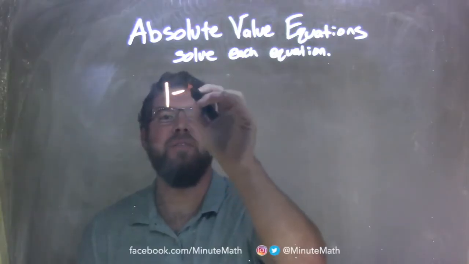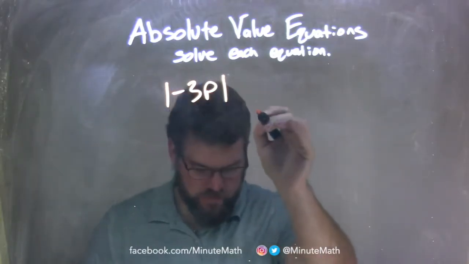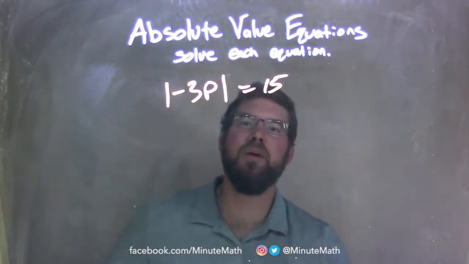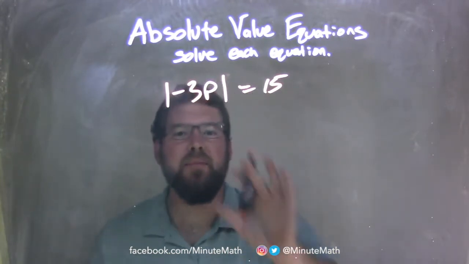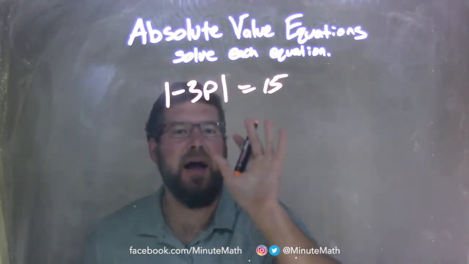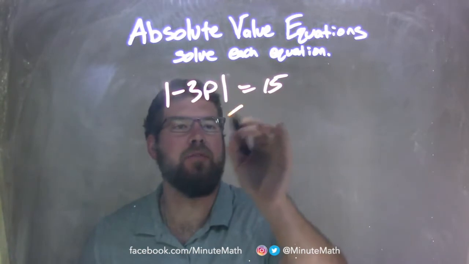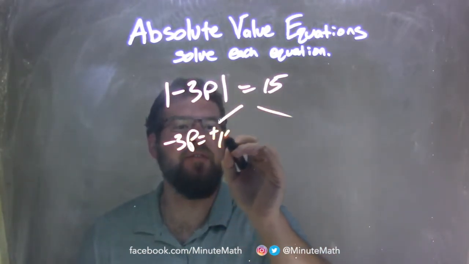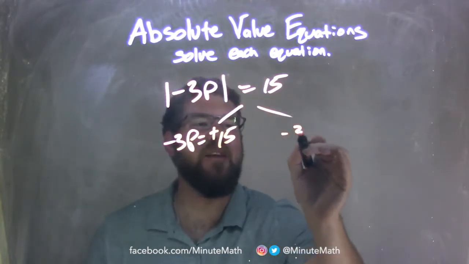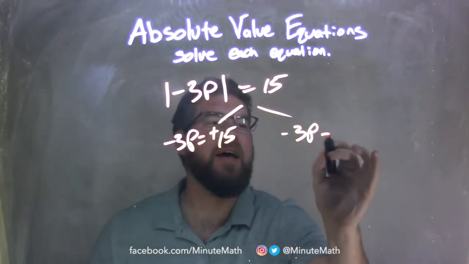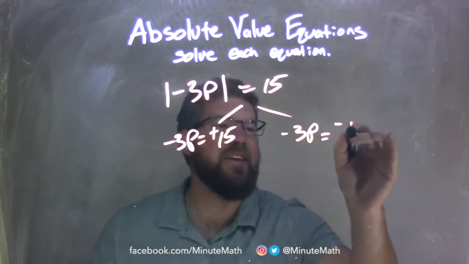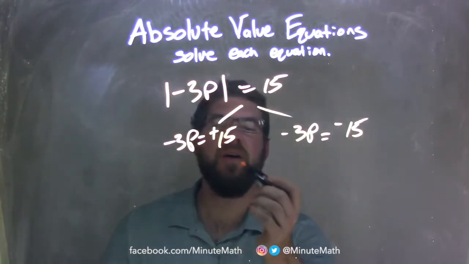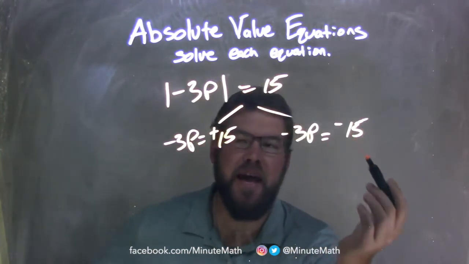The absolute value of negative 3p equals 15. Well, once the absolute value is isolated by itself, I then can break it apart into two equations. We have negative 3p equals positive 15. We take the positive 15, and negative 3p, what's inside the absolute value, equals the opposite of that, negative 15. So negative 3p equals positive 15, and negative 3p equals negative 15.